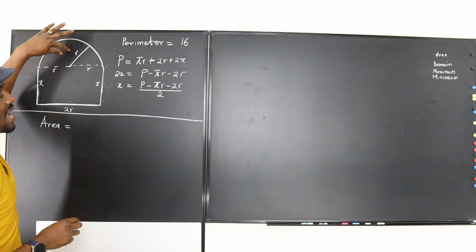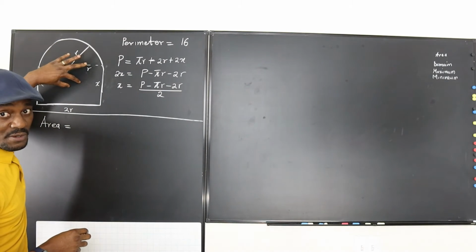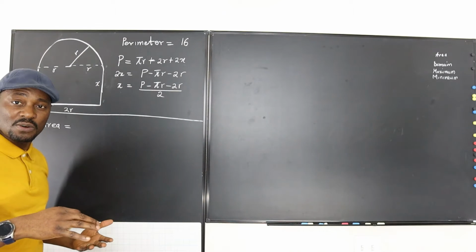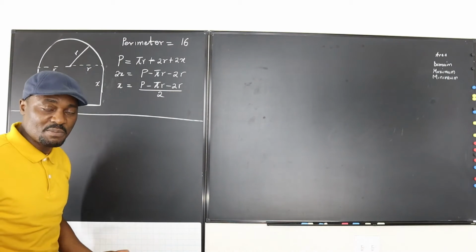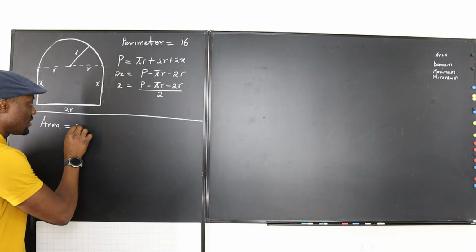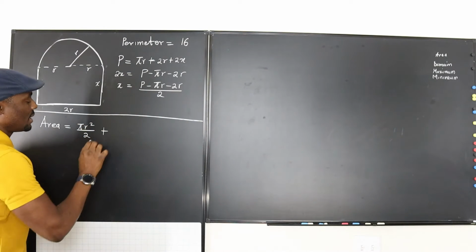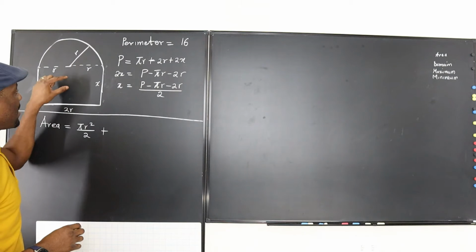So the area is the area of the semicircle plus the area of the rectangle. What's the area of a semicircle? It's half the area of a circle. Well, the area of a circle is pi r squared. So half of that is going to be pi r squared over 2 plus, what's the area of the rectangle?